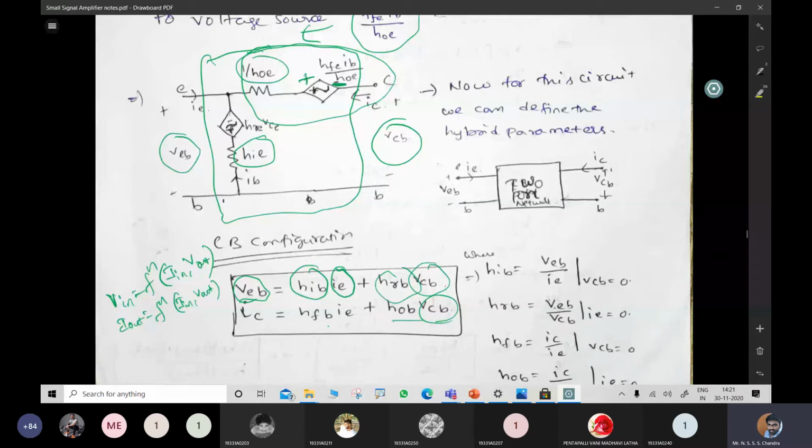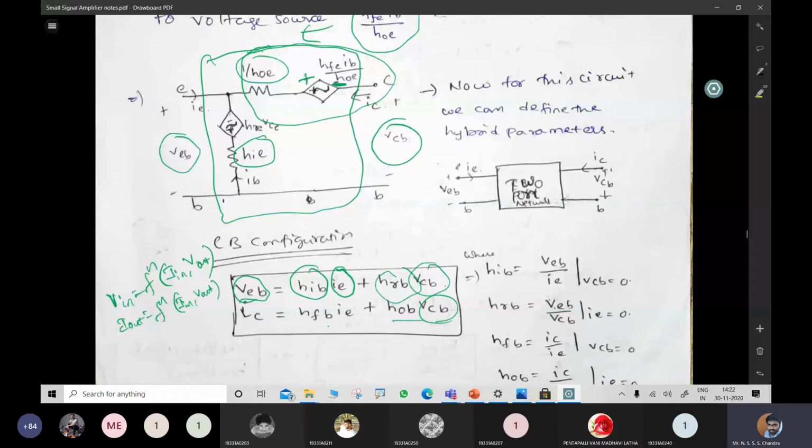Please respond. What will be your HIB value? How to define HIB? When will your HIB value be defined? When VCB will be 0. So when you keep VCB equal to 0, HIB value will be equal to VEB by IE. Similarly, when VCB is equal to 0, you can define HFB value is equal to IC by IE.